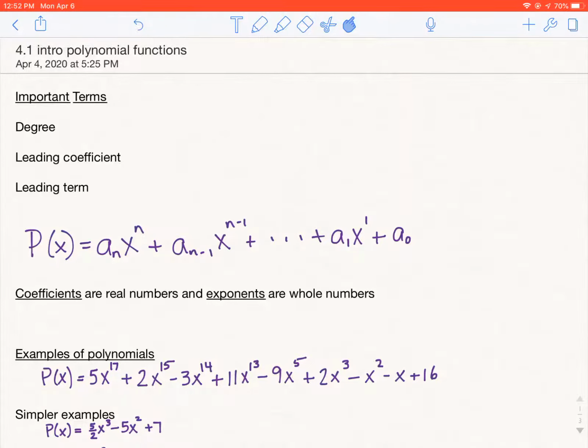Oh, college algebra friends. All right, so now we're getting into chapter 4. Chapter 4 is polynomial functions. And I know you know all about them, so I pre-wrote stuff and I will just put some things in.